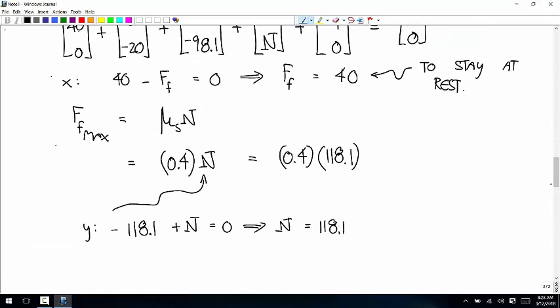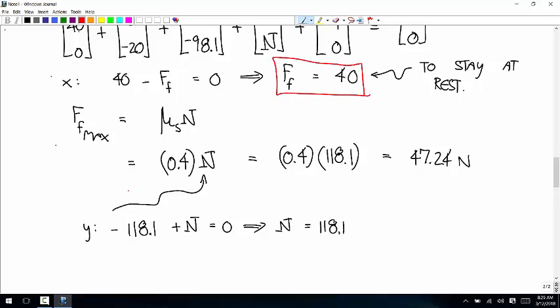Okay, so now we want to compare. Could someone multiply that? Do I have that? Oh, I do. Okay, 47.24 newtons. So now we're going to compare to this maximum. We got that in order for this object to stay at rest with the forces on it that we know are applied, it took 40 newtons.